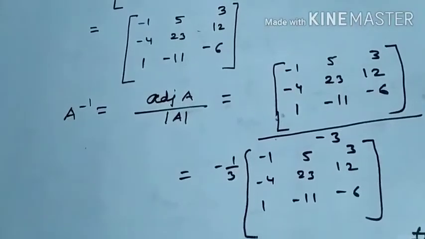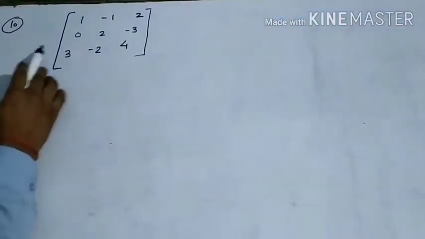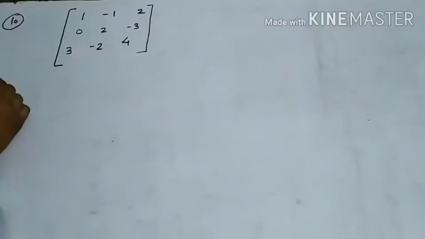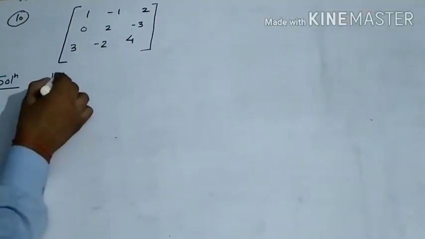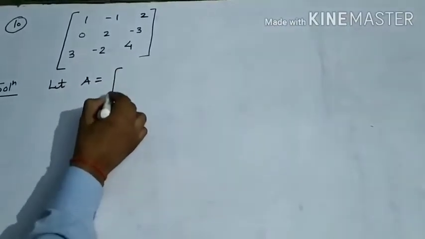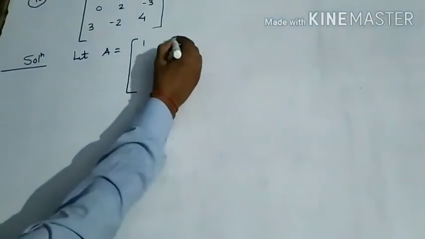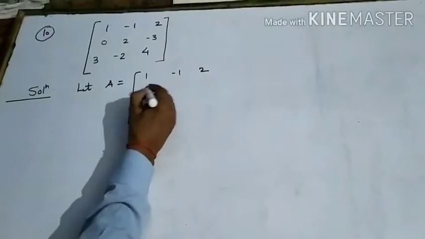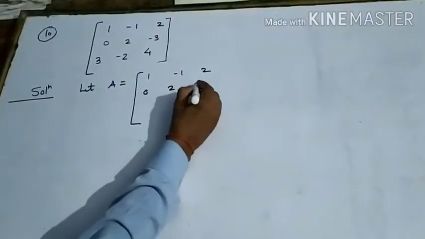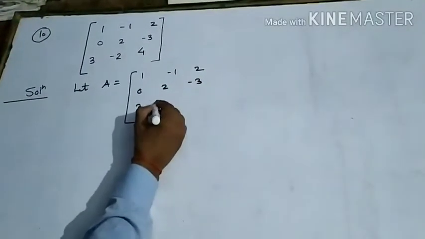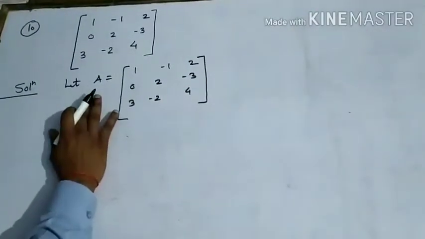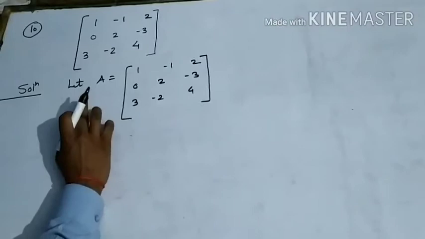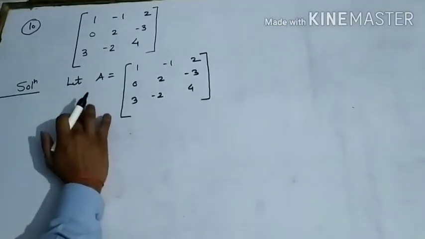Here you have to see this is the problem number 10. We want to find out the inverse of this matrix. So solution, you have to see, let A, this is equal to 1 minus 1 2, 2 0 2, minus 3 and then 3 minus 2 and then this is the 4. For finding the inverse of this matrix A, we want to calculate the determinant value of matrix A and then divide.